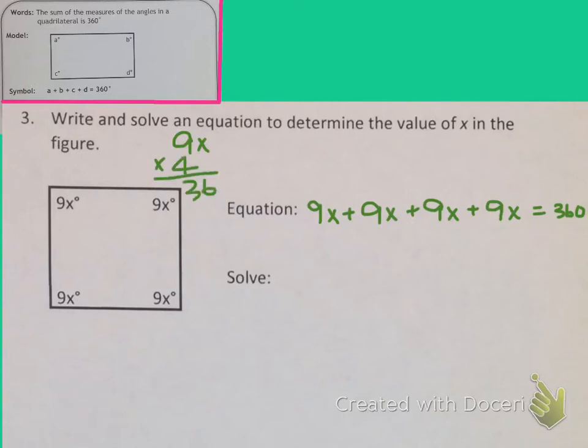And that's just 36x, right? Because if we added those all up, 9 plus 9 plus 9 plus 9, that's 36. And they're all like terms because they all have a variable. So that is 36x equals 360. So I want you to go ahead and finish this problem on your own, and we will check it in class tomorrow.